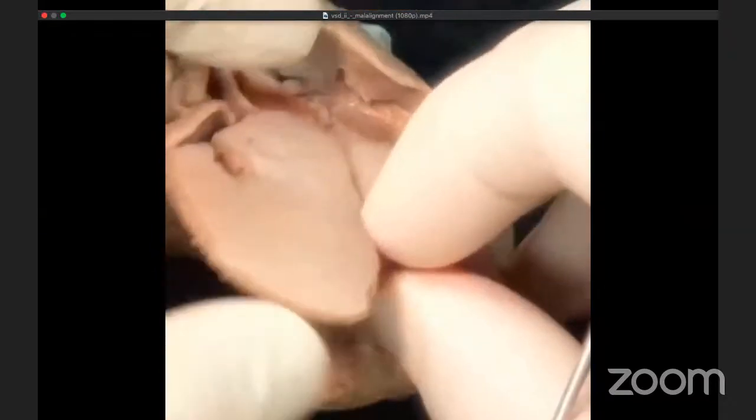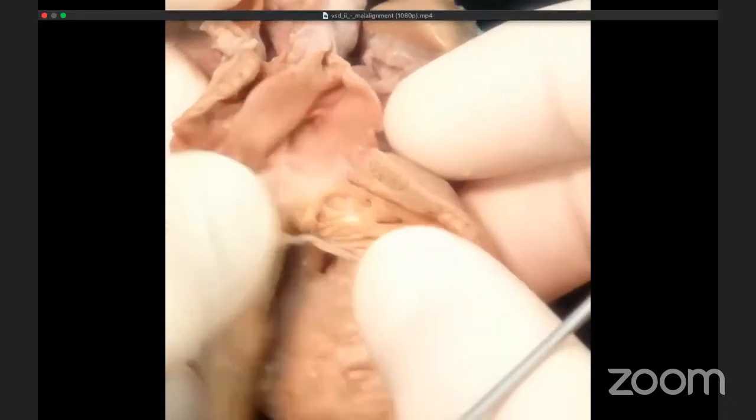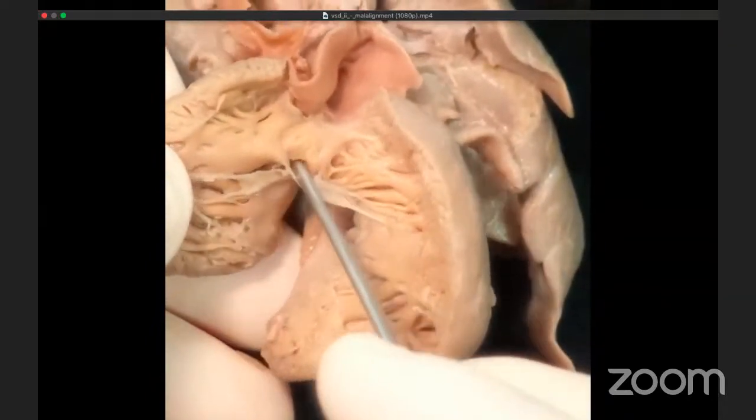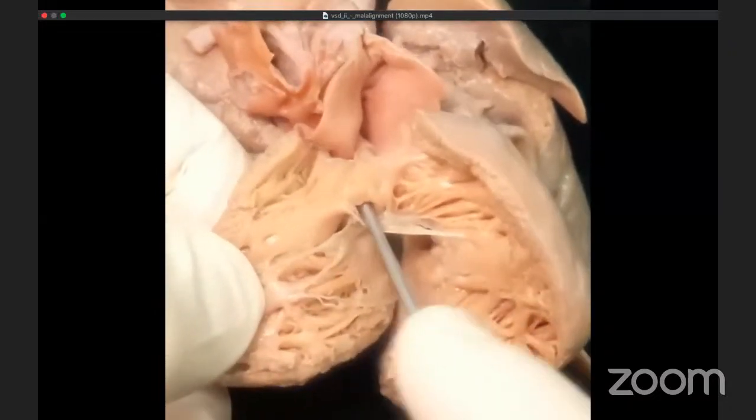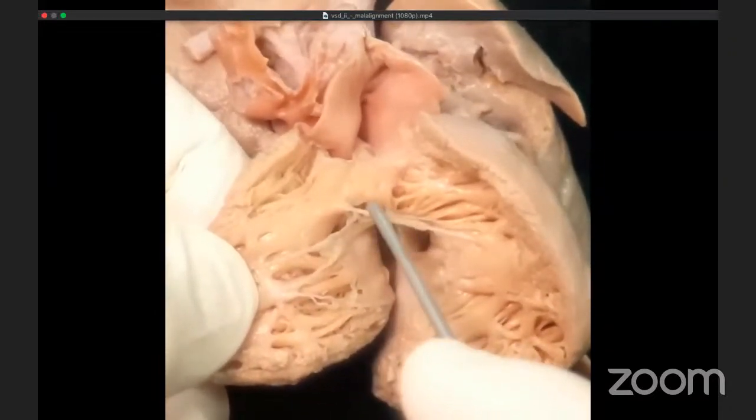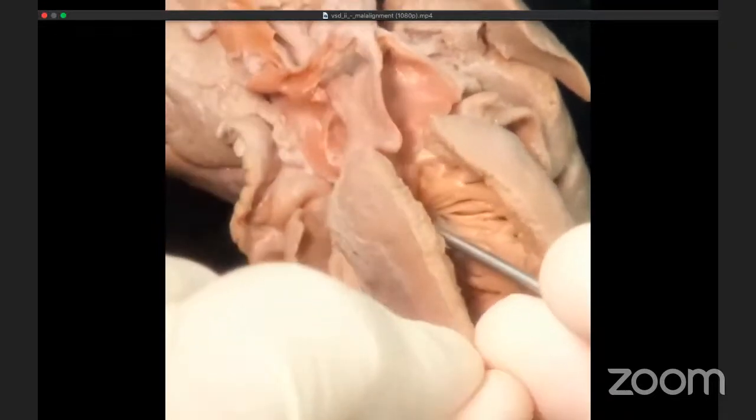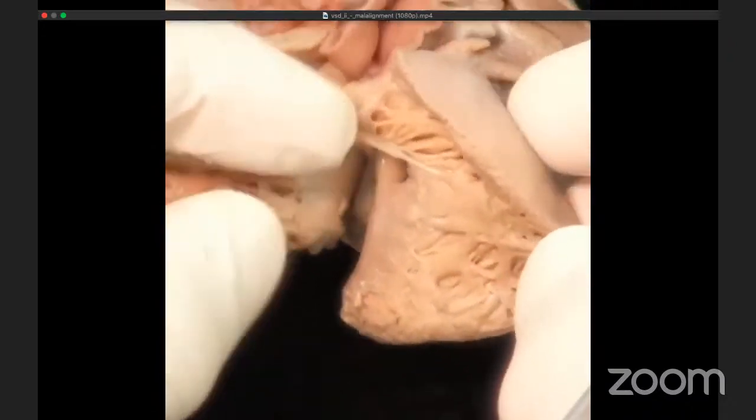Just looking at the outflow tracts then, here is the pulmonary trunk, and that's coming from the right ventricle. The aorta is also coming from the RV, but the subaortic outflow tract is severely narrowed by this musculature. In fact, there's a complete subaortic infundibulum there, which is giving rise to the small aorta. So double outlet with subaortic stenosis.